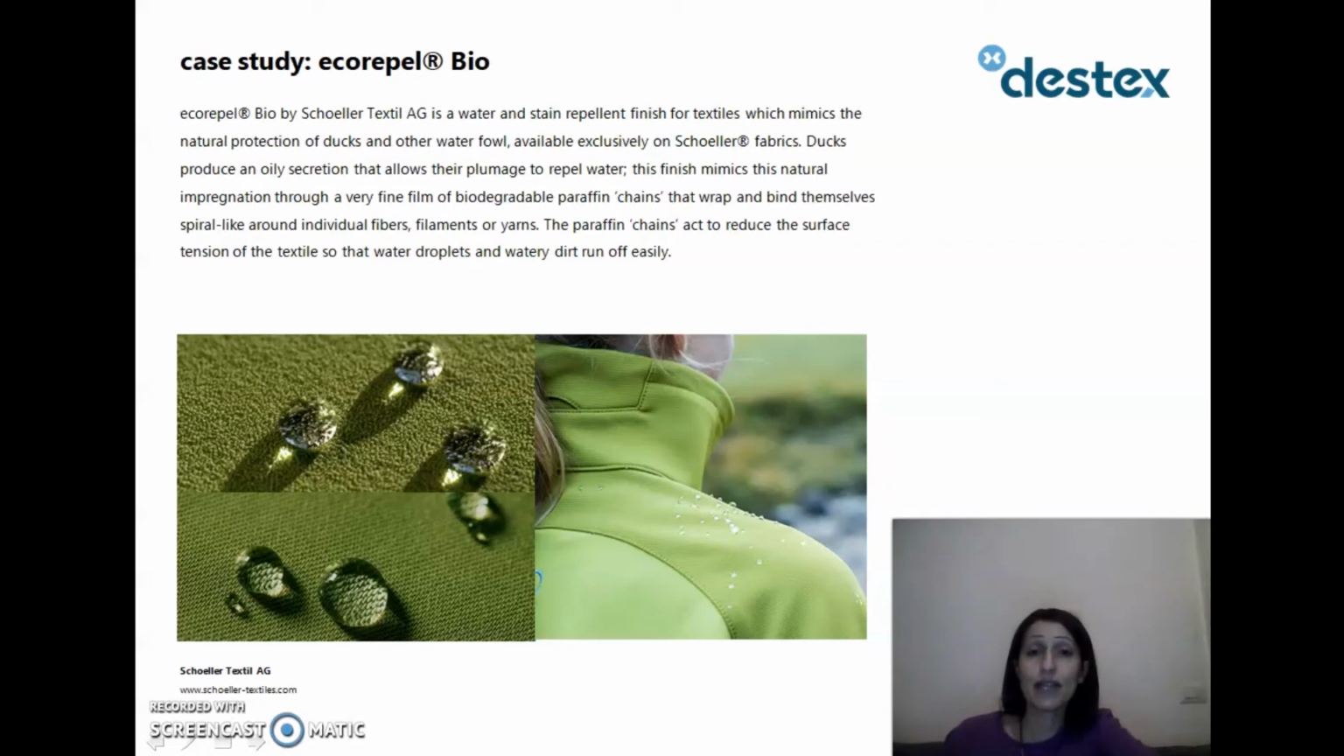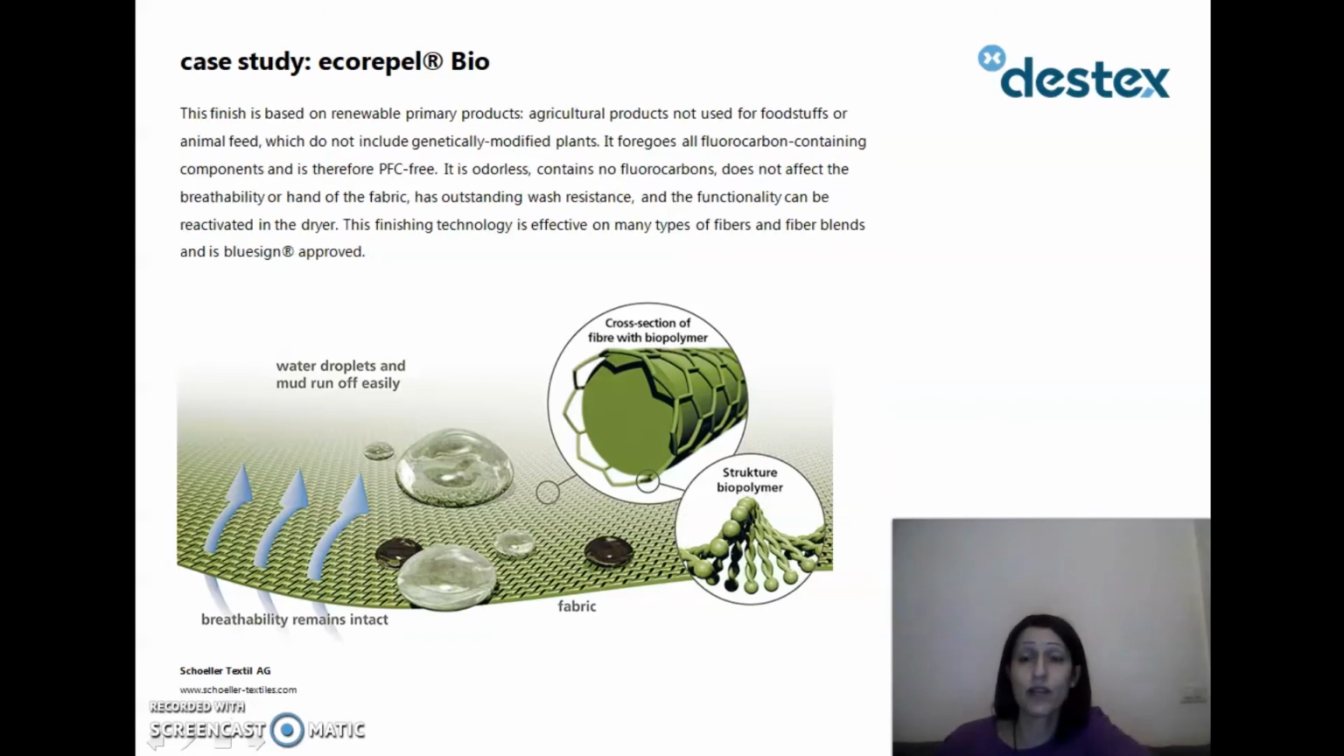This water and stain repellent finish for textiles mimics the natural protection of ducks and other waterfowl. Ducks produce an oily secretion that allows their plumage to repel water. This finish mimics this natural impregnation through a very fine film of biodegradable paraffin chains that wrap and bind themselves spiral-like around individual fibers, filaments, or yarns. This finish is based on renewable primary products, agricultural products not used for foodstuffs or animal feed, which do not include genetically modified plants.